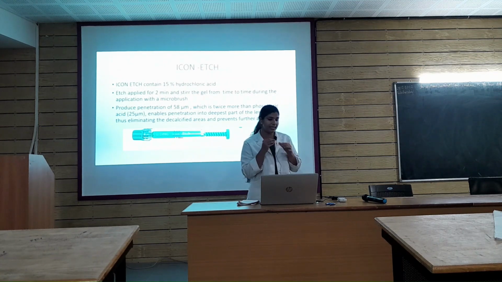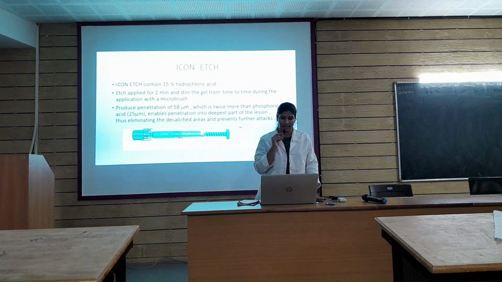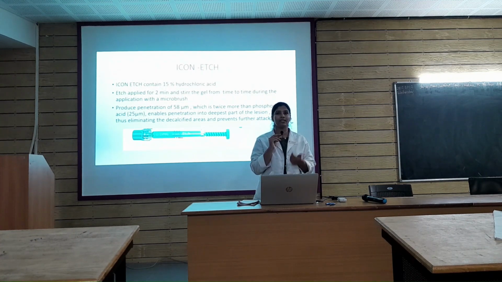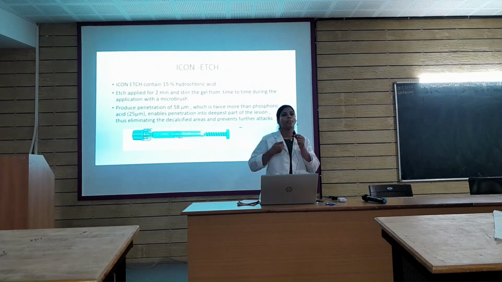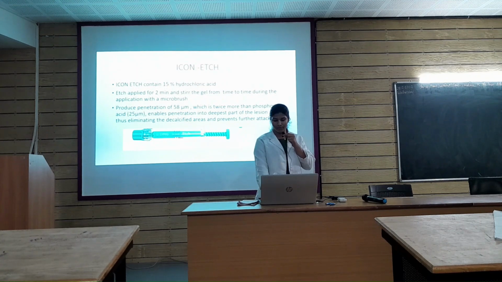Icon etchant contains about 50% hydrochloric acid, and it is applied over the tooth surface for about 2 minutes. In between, we stir over the tooth surface from time to time. The advantage of hydrochloric acid over phosphoric acid is that it has a higher penetration ability: about 15 microns compared to only 25 microns. The purpose of this Icon etchant is also to eliminate the eroded surface of the lesion, eliminate the decalcified areas, and prevent further attack of the lesion.